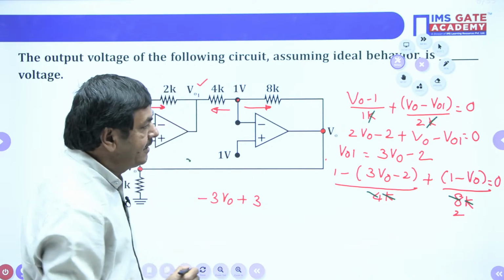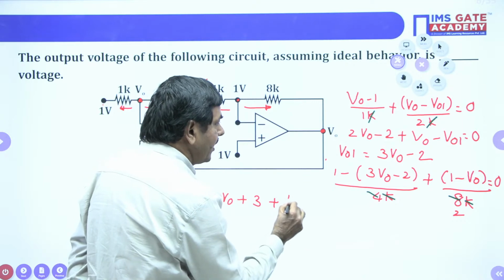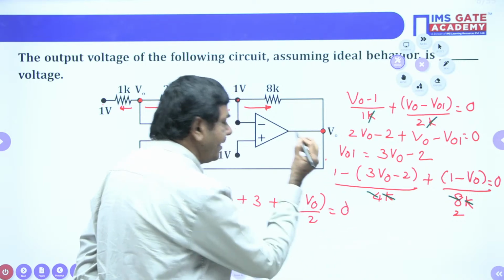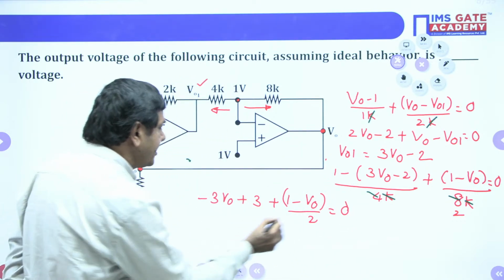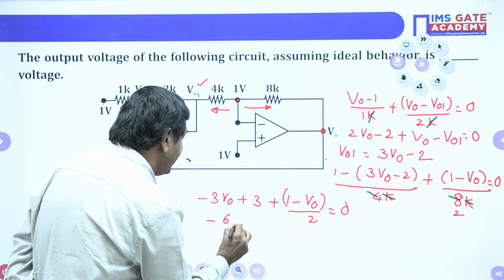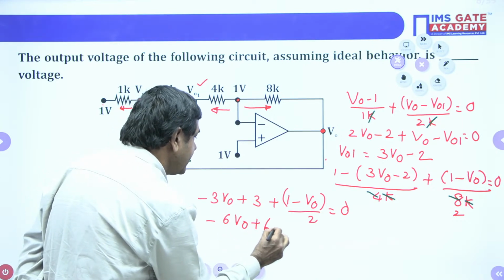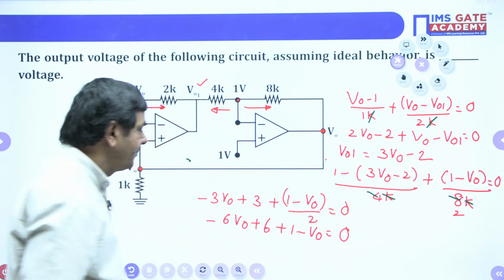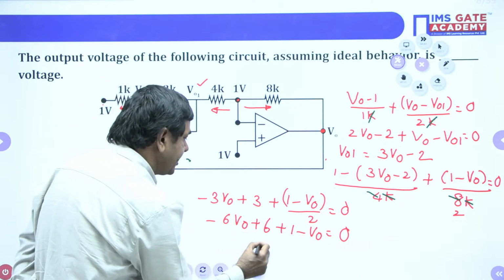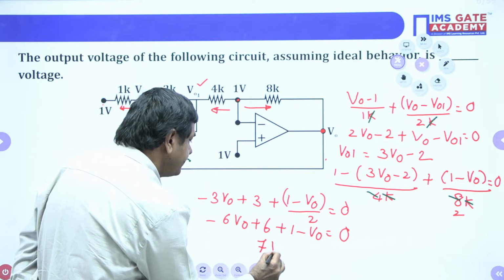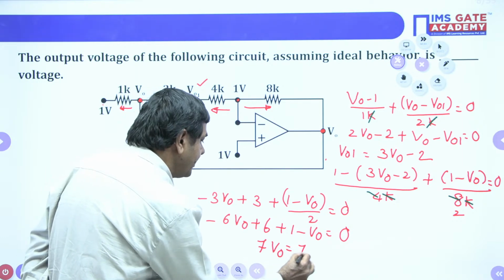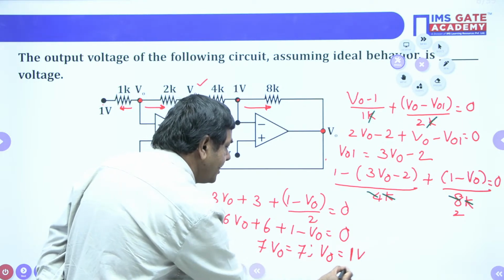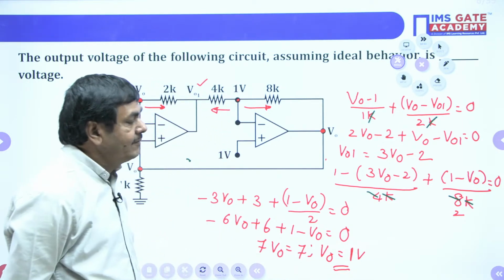1 plus 2, 3 plus 1 minus V0 divided by 2 we are getting. That equal to 0. Take LCM and get answer. 2 3 is 6 minus 6V0. 1 minus V0 I can get here now. That equal to how much? 0 it is available. I can write minus 6V0 minus V0 is nothing but 7V0 equal to how much? 7V0 equal to 7 is available here now. What is V0? If I ask, anybody can say 7 by 7, 1 voltage is available. That is the output voltage from the given problem we got it now.